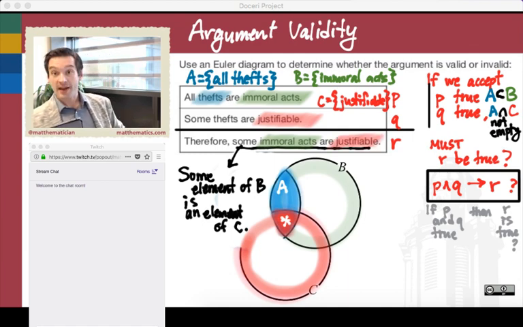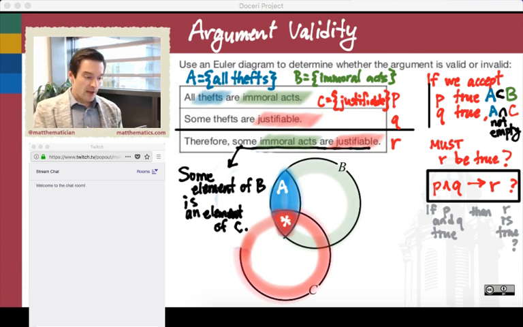Is that true based on the diagram? Is it true that there exists an element in my green B circle which also belongs to the red C circle? And I have to answer in the affirmative. Yes, it is true if we grant the premises P and Q, if we grant that all thefts are immoral and some thefts are justifiable, then it must be true that some immoral acts are justifiable. Why? This element that I labeled with a star here, that happens to be in the intersection of A, B, and C, is our proof of this existential claim. The claim that there exists an immoral act which is justifiable. And it is right here.